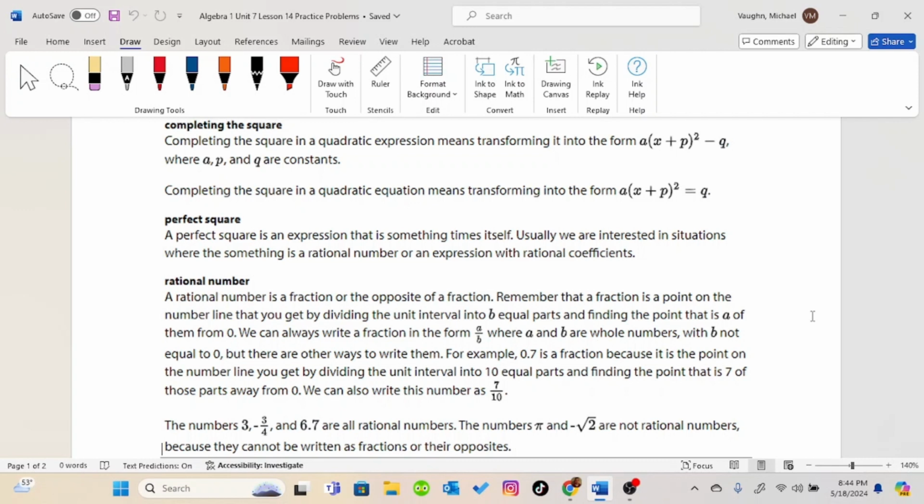If you have any questions about the vocabulary terms, please ask for clarification before we move on so that you understand them when you see them in the practice problems.